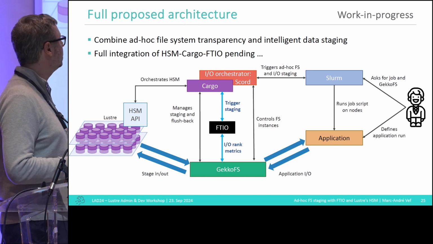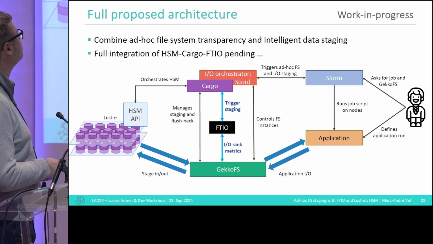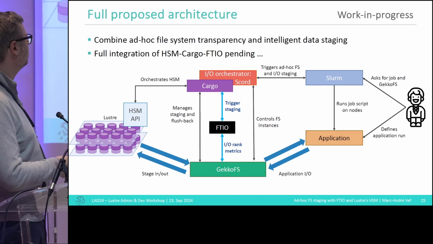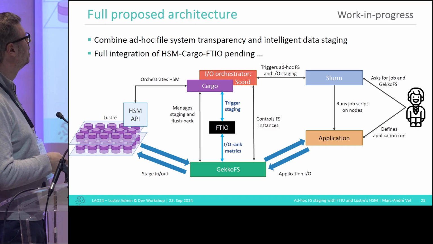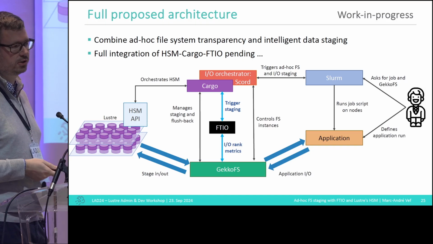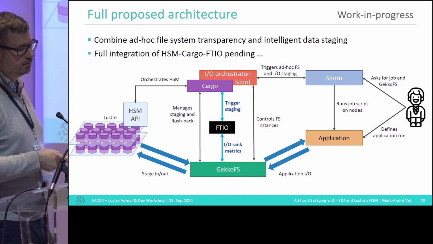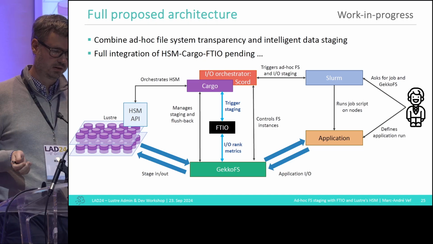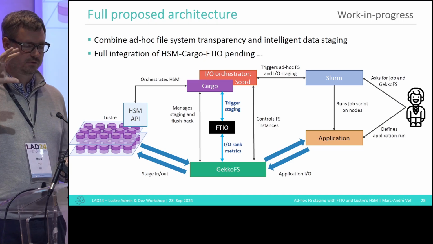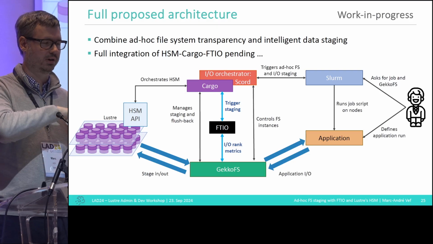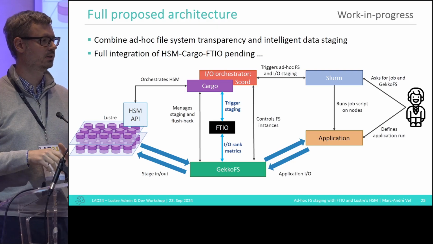Input data is staged into the ad hoc storage system. And then we have the additional component FTIO that is getting the per rank metrics from the ad hoc storage system to trigger more intelligently when data needs to be staged out. And in addition, and this is something that is still pending, because we currently have Cargo, FTIO, GekkoFS separate to Cargo and HSM, but in principle they can go together.